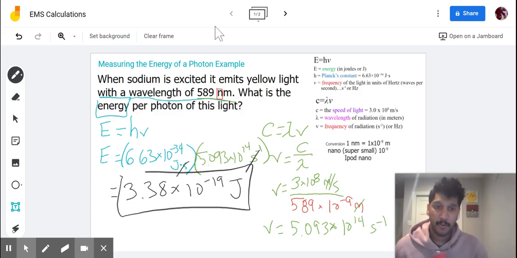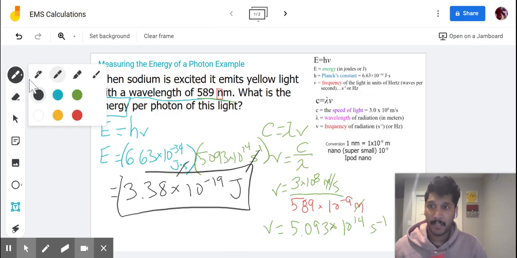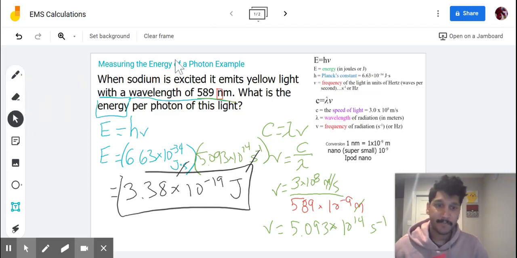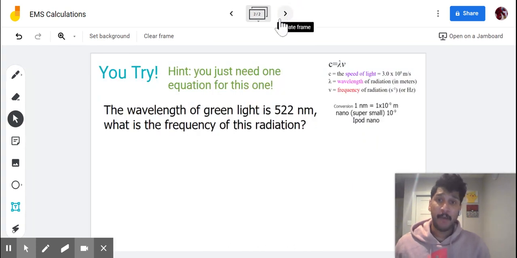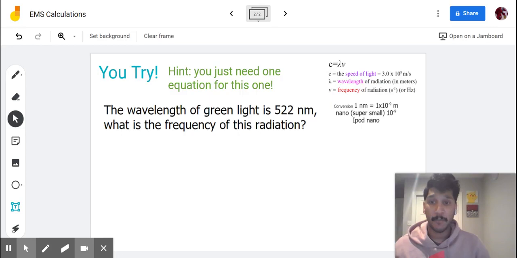All right, I do want you guys to try one. So I want you to go ahead and pause the video, take a look at this question. The wavelength of green light is 522 nanometers. What is the frequency of this radiation? So you're going from wavelength to frequency. You're just going to need one equation. So go ahead and pause that video.